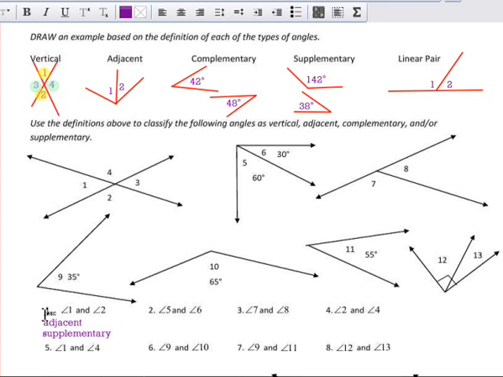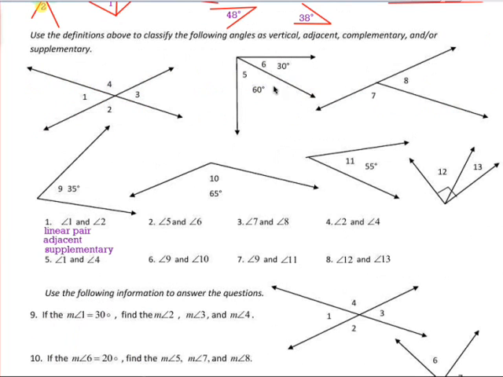And we also said that they are a linear pair. All right, so we have all those. Let's look at angles 5 and 6. There's a lot going on here. These two angles add up to 90, so they're complementary. They are also adjacent. Okay, so this one has two possible answers.